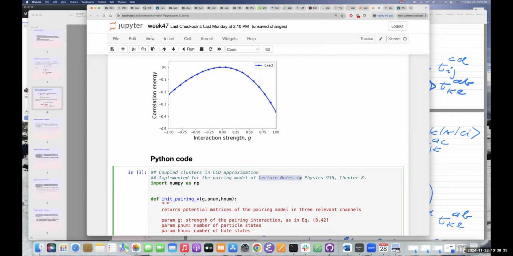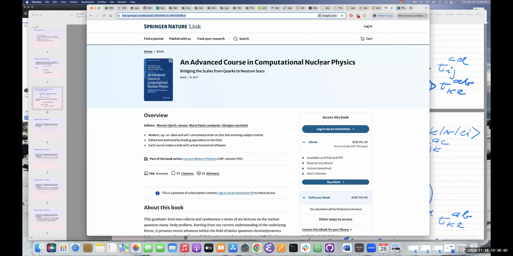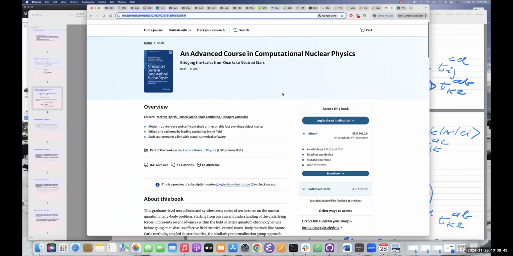And as you can see, this pairing model is actually implemented in these lecture notes in physics, chapter 8. And you can actually download it for free. This volume contains a comparison of several many-body methods where we've used the coupled cluster method and many-body perturbation theory. We have diagonalization, as you did in the second midterm. But we also included other many-body methods like Green's function theory, and also what is called in-medium similarity renormalization group theory.